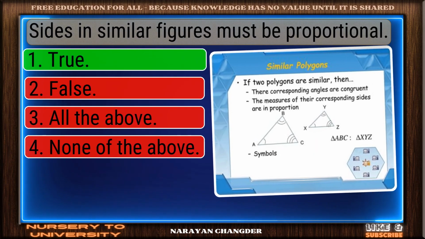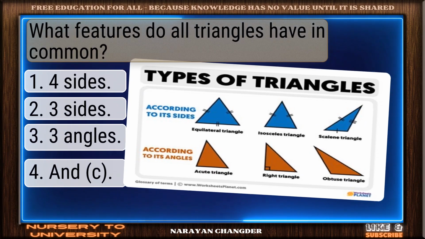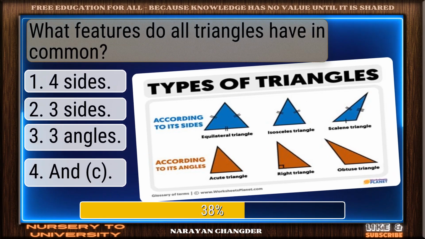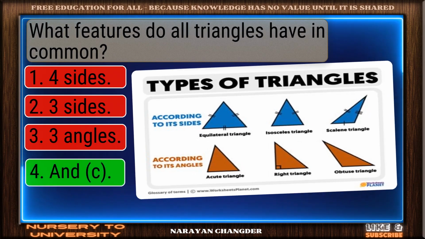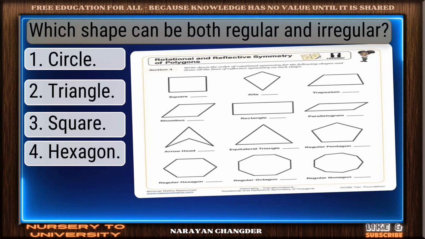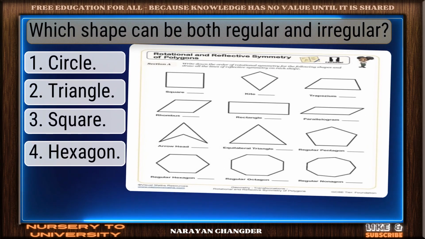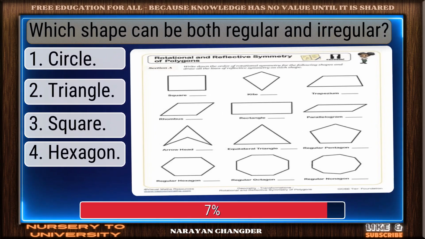Bravo. True is the answer. Question number 163. What features do all triangles have in common? You're right, and is the correct answer. Question number 164. Which shape can be both regular and irregular?